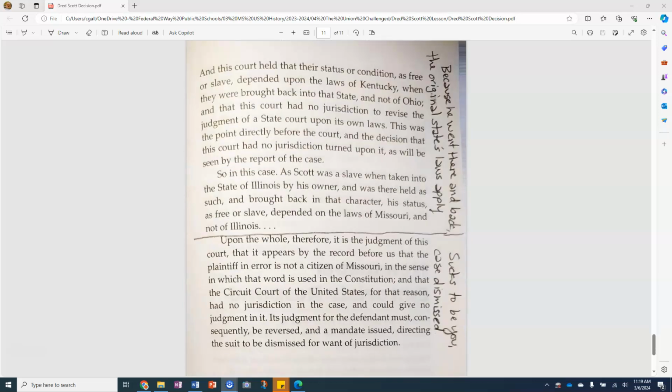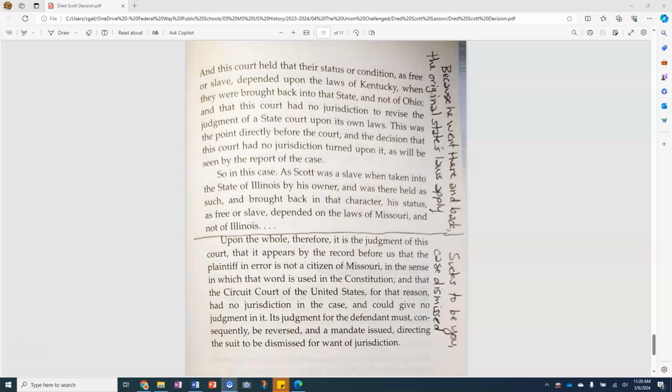All right, so back to the text, because we're almost done. And this court held that their status or condition as free or slaves, so this is Strader et al., depended upon the laws of Kentucky when they were brought back into that state, and not of Ohio, and that this court had no jurisdiction to revise the judgment of a state court upon its own laws. This was the point directly before the court, and the decision that this court had no jurisdiction turned upon it, as will be seen by the report of the case.